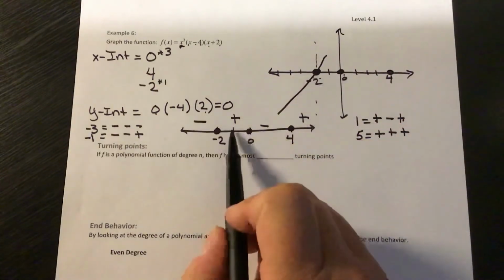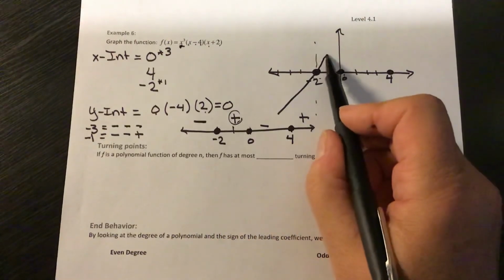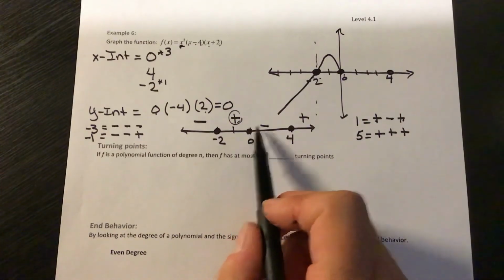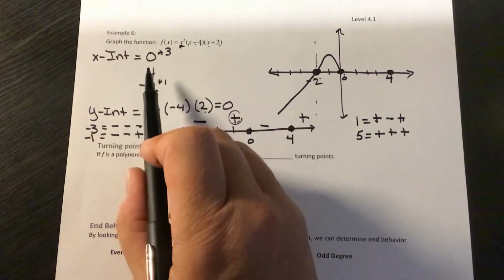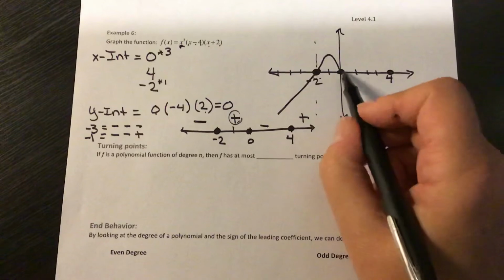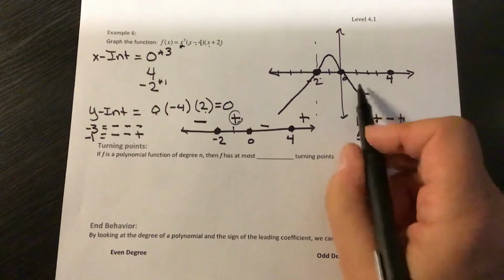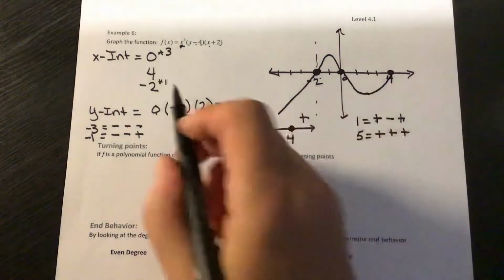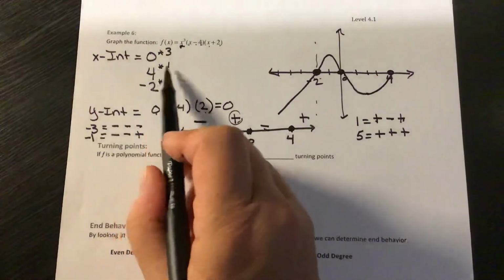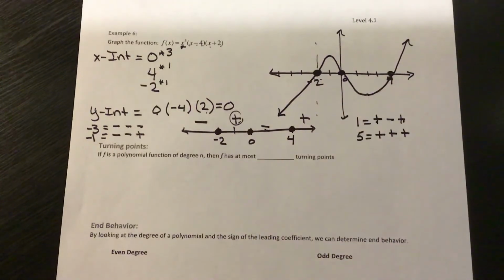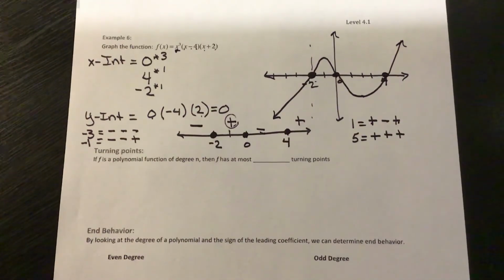Between -2 and 0, I have a positive, and somewhere it's going to turn, and it's going to go back to 0, and 0 again is an odd multiplicity, so it's going to pass through 0, and it's going to go down to where the y values are negative, and it's going to turn the corner, hit 4, which has an odd multiplicity because it has a multiplicity of 1, so it's going to go through. All right, so that is some picture of what this would look like.